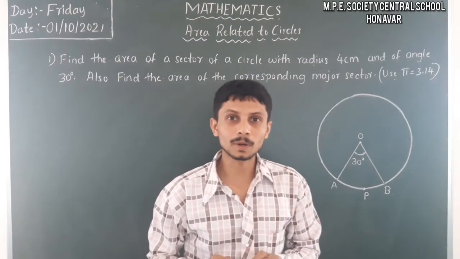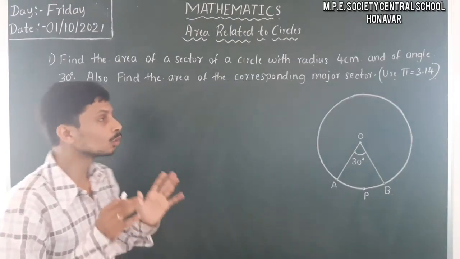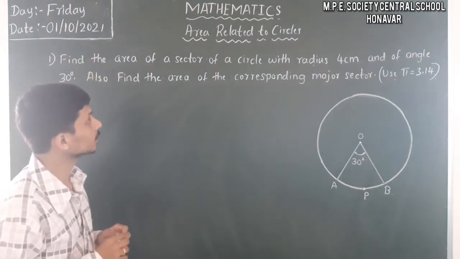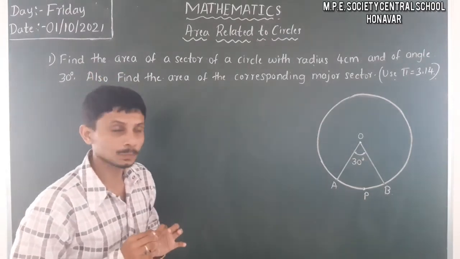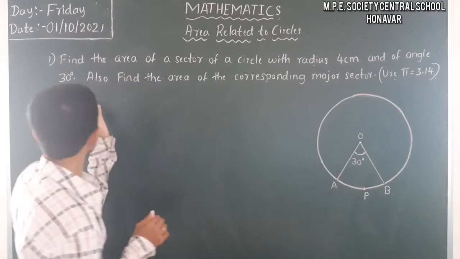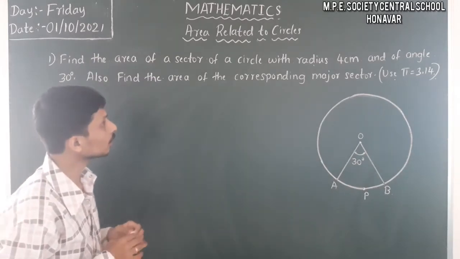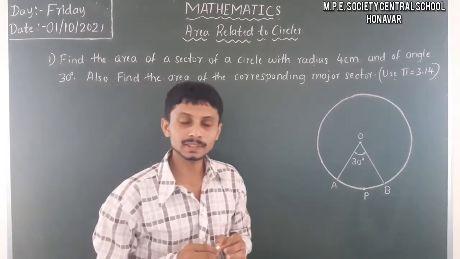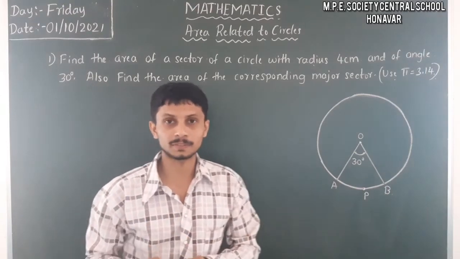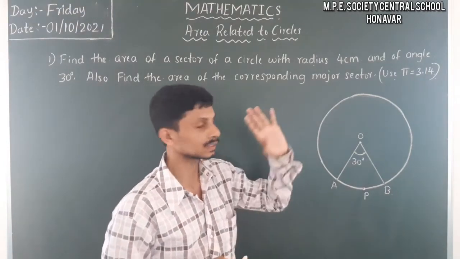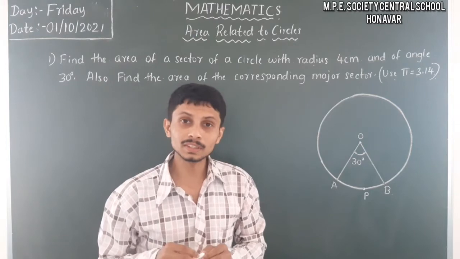Yes, let's take the first problem. Just observe, we have to find the area of a sector of a circle with radius 4 cm and an angle of 30 degrees. Also find the area of the corresponding major sector. That is, here we have to find the minor sector first, then we have to find the major sector. So that is the given thing here.